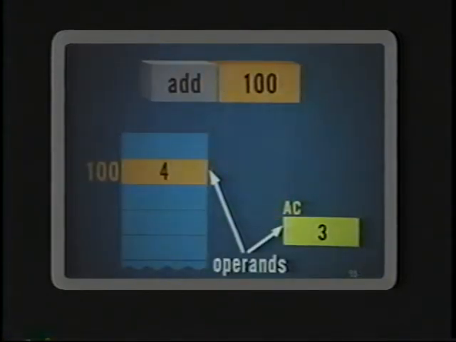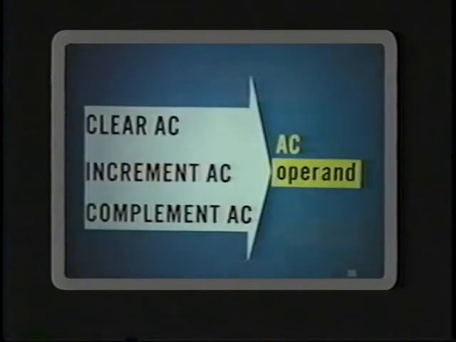Instructions with a single operand field reference just 1 memory location. If another operand is required, it must be brought into the accumulator using a separate operation. And finally, instructions such as clear accumulator or increment accumulator do not require an operand field, because they operate directly on an operand stored in the accumulator.